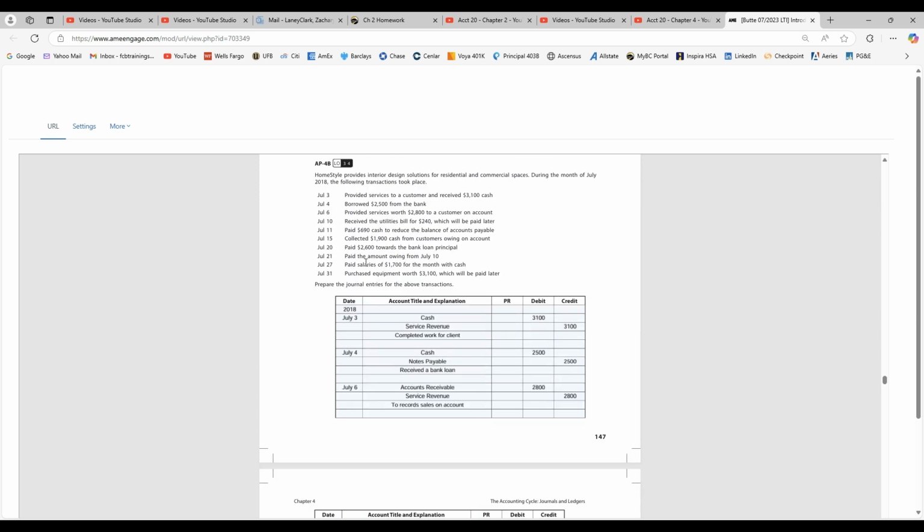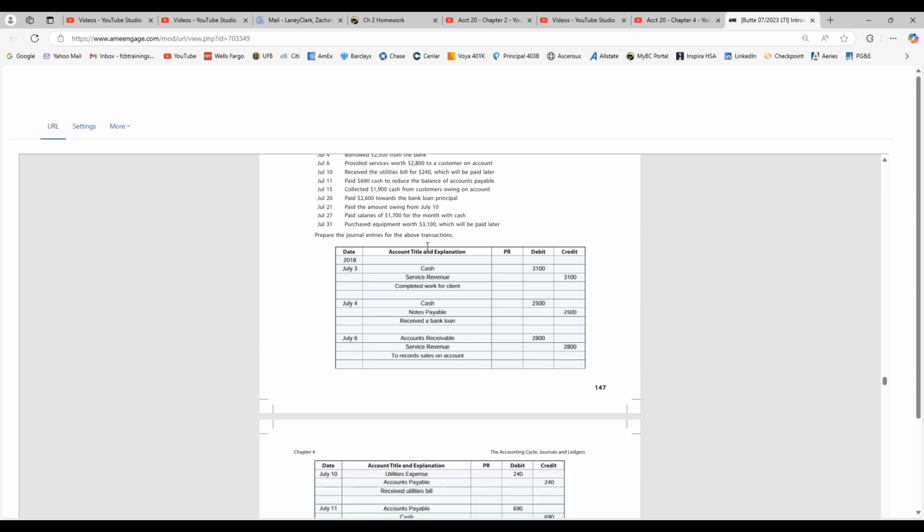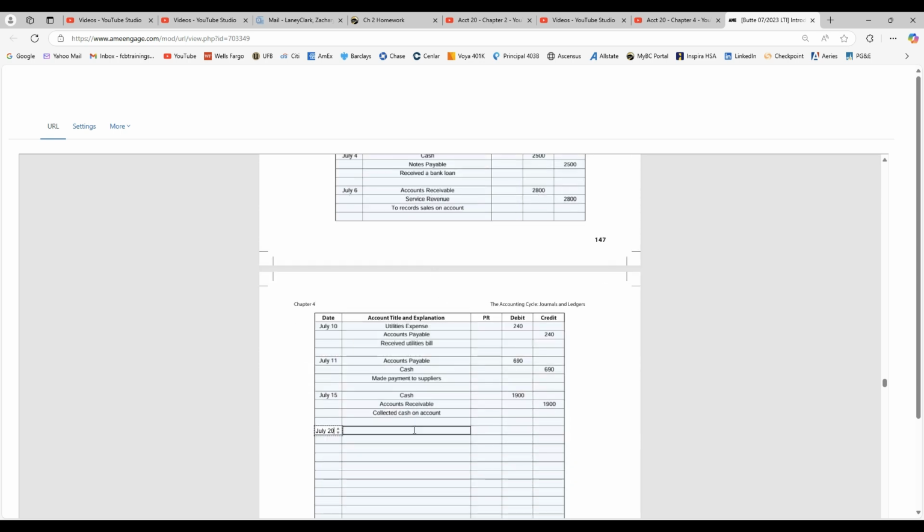Okay, July 20th, then we've got paid $2,600 towards the bank loan principal. So just like we reduced accounts payable with the debit, a liability reduction with the debit, we can debit our notes payable, a different kind of liability, but same mechanics as far as reductions and increases, and a debit being a reduction to a liability. And then we have cash being paid, so we want to credit our cash to record the payment, and we'll say repaid portion of bank loan.